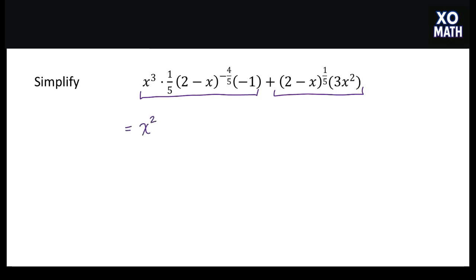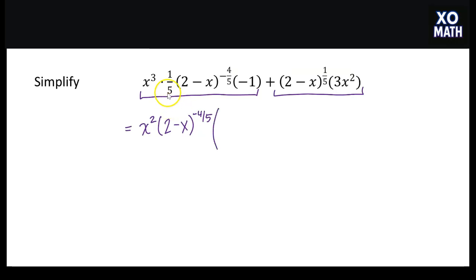And then we move on to binomial terms. So we have a 2 minus x, all in parentheses, to the negative 4/5, and a 2 minus x, all in parentheses, to the 1/5. So we can factor out that binomial 2 minus x to the smaller exponent. That would be to the negative 4/5. And then we'll take a look at what's left over.